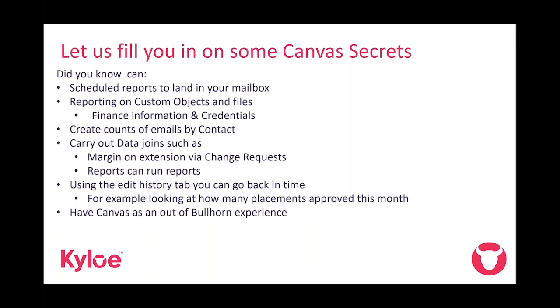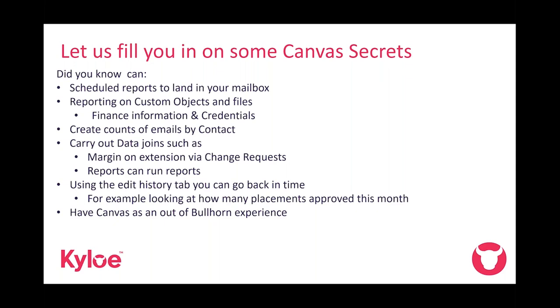Some of the things that we commonly get asked about Canvas that you're actually able to do is you're able to schedule reports that can land in your mailbox. You can report on custom objects and files that you have across your entire Bullhorn platform. That includes your finance information and things like credentials, maybe a report on licenses expiring. You can actually create counts of emails, for example, by contact.